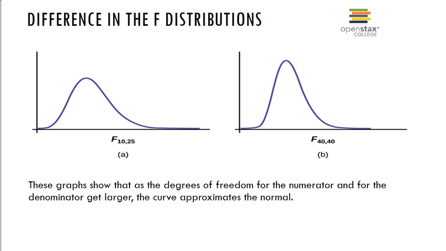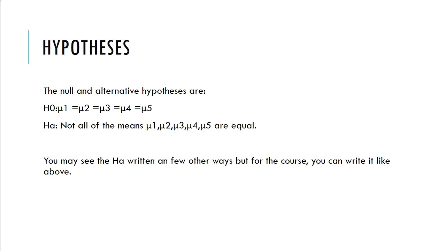Here's the example. These graphs show that as the degrees of freedom for the numerator and for the denominator get larger, the curve approximates the normal. And as you see here in A, it's not very normal. You can still see it's very skewed. But the one in B is starting to take that normal distribution as the numbers get higher. Okay, so let's do an example.